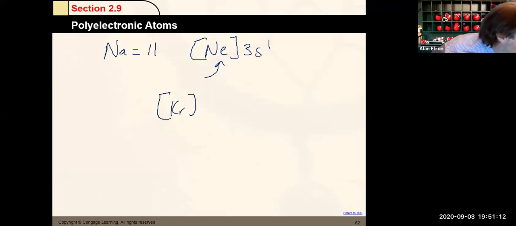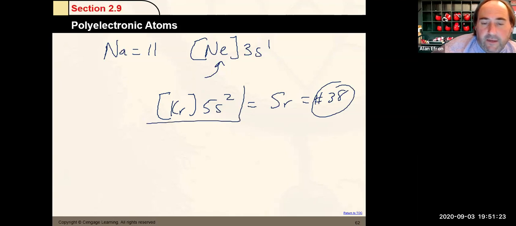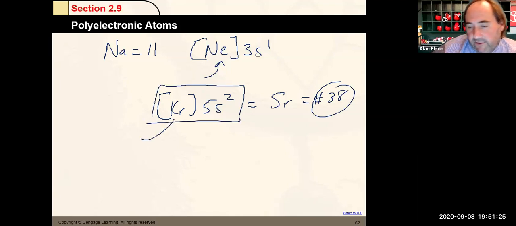And that is 5s2. And if you're not sure who that is, that should be strontium, number 38. So again, you could do this sort of shorthand, which is usually the noble gas configuration is what you want to use. And again, the noble gas that comes right before the element goes in the little brackets, and then you continue on with the configuration. Any questions on how to do that there?